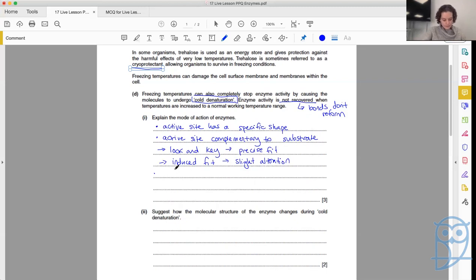So, hydrogen bonds between R groups of the active site and the substrate itself.